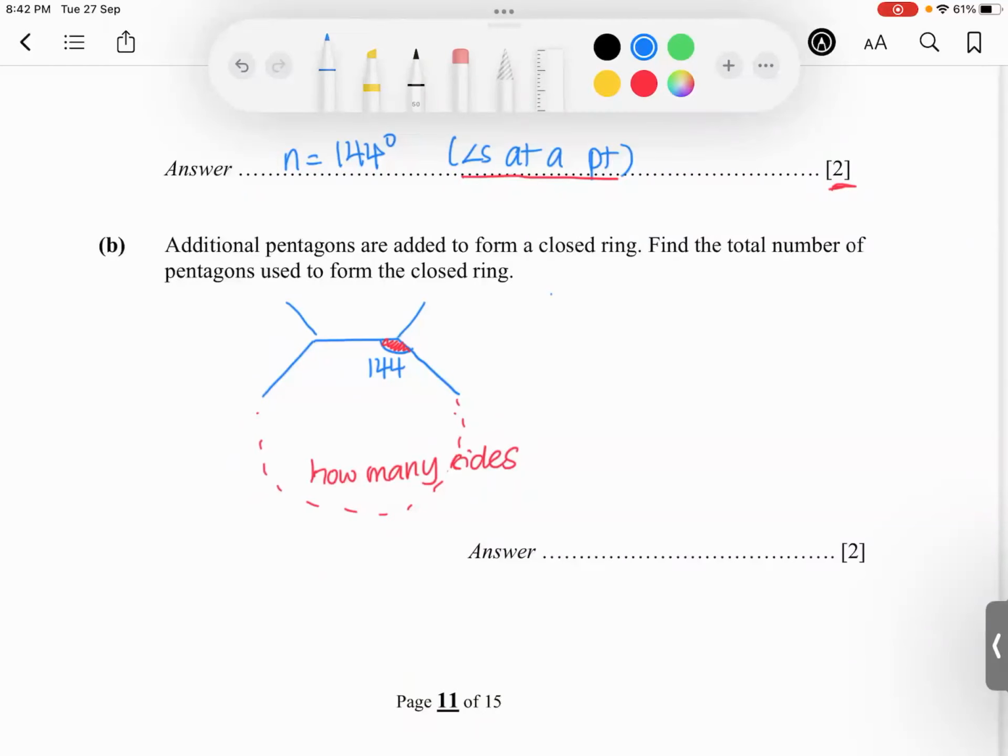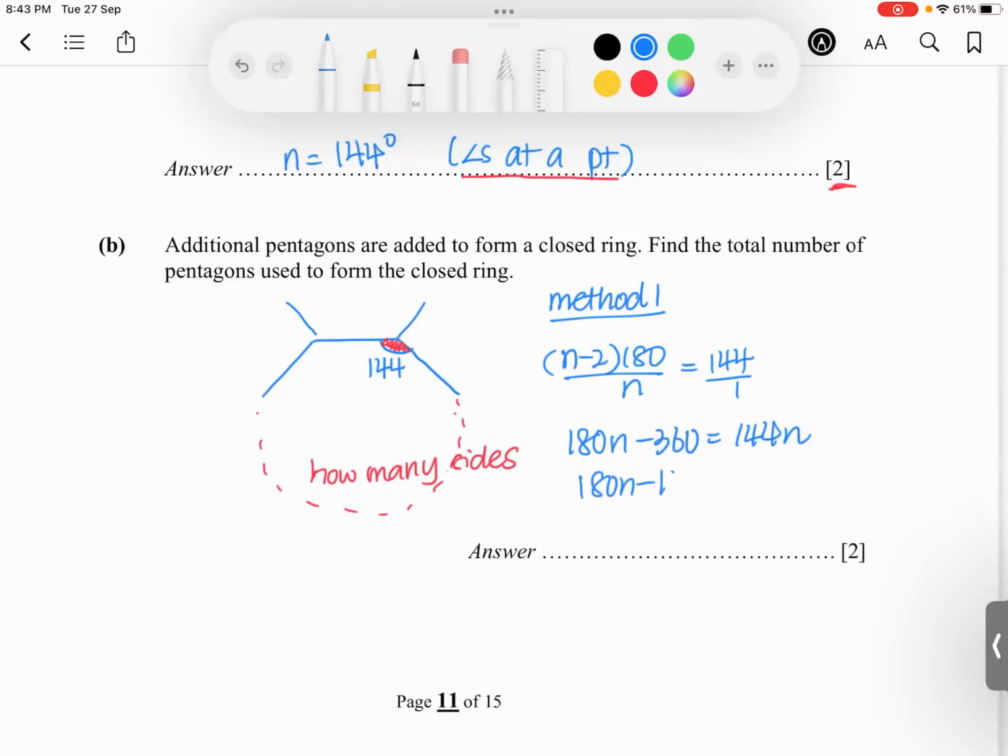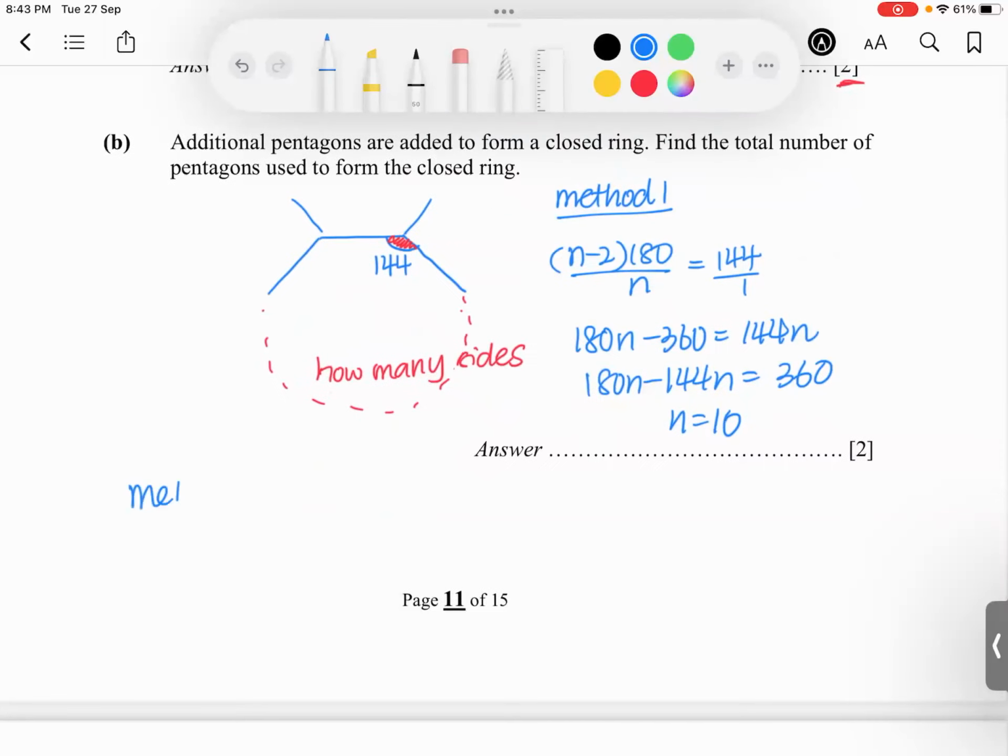Method number 1, I can do my interior angle 144. The number of sides I don't know, so (n minus 2) times 180 over n equals the interior angle 144. Cross multiply and expand. Subtract away. Then n equals 10. I found my n is equal to 10. This is method 1. Or you can do method 2.